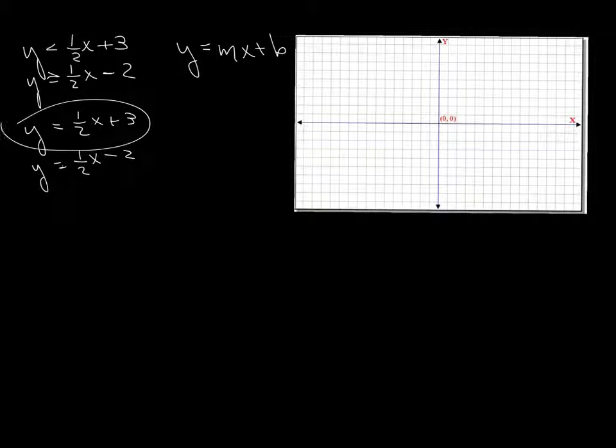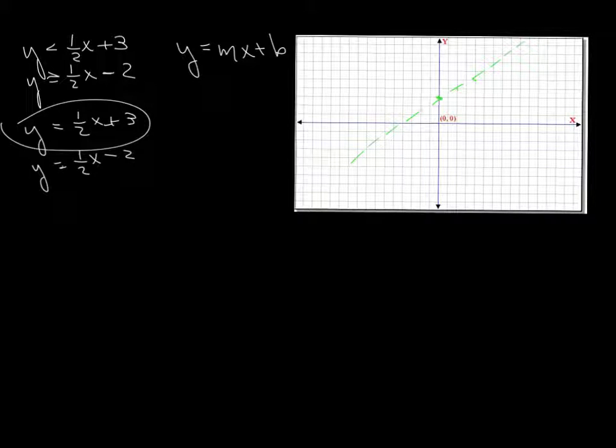Let's graph this one first. We graph it with y equals mx plus b, slope-intercept form. 3 is the y-intercept, and 1/2 is the slope. So the slope is up 1 over 2, up 1 over 2. So we end up with a dotted line that does that.